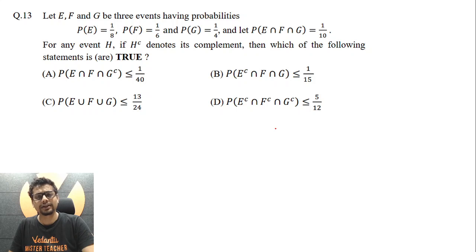For any event H, H superscript C denotes its complement. Essentially, it means non-occurrence of event H. Then, which of the following statements is or are true? There are four options. It is a multiple choice, multiple correct type question. So to comment upon which of the options are correct, let's use a Venn diagram.